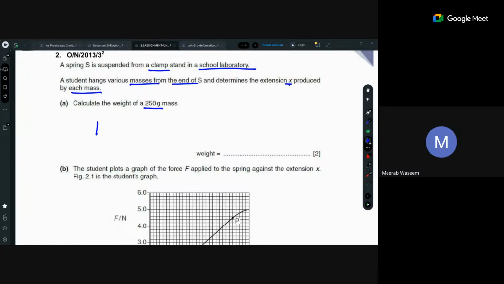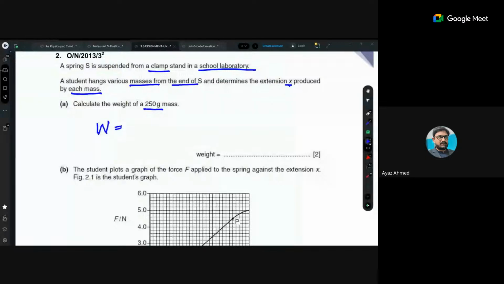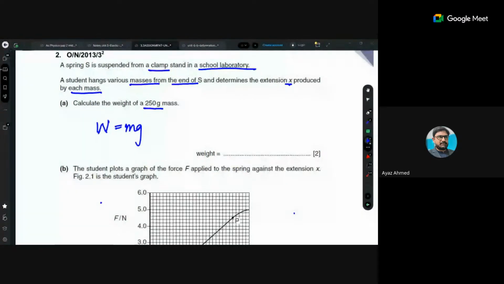Sir, there is a formula for weight. I don't remember it, but maybe we're going to use that. Okay, yes, exactly. We will use that. So, Hassan, are you there? Yes, W is equal to mg. Very good. So the formula is W equals mg.